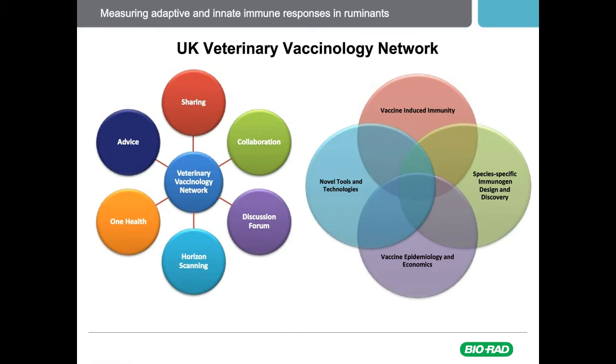This just gives you an indication visually of how the Veterinary Vaccinology Network will work. And what you can see is the network really aims to be at the hub of a number of activities which involve collaboration, networking, sharing of information and knowledge, and how we would then apply these to improve our capability to develop vaccines and also develop new technologies, and how we then manage our infectious diseases through novel approaches.